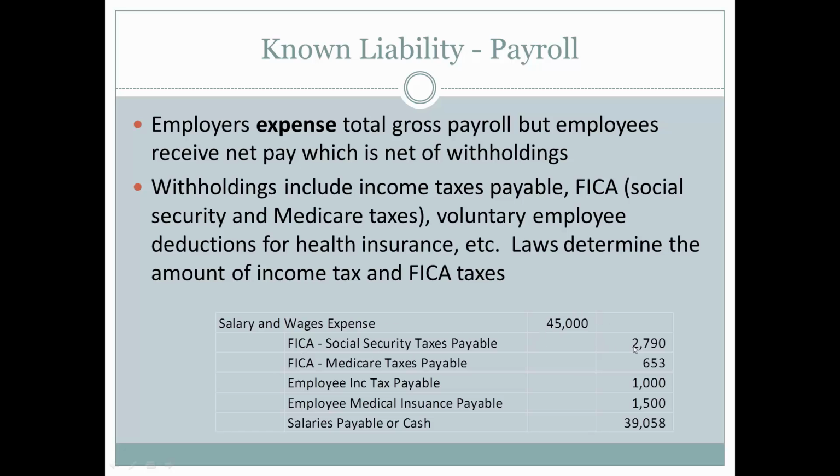Here we have the FICA associated with this payroll, the FICA Medicare associated with this payroll, the employee income tax payable, the employee medical insurance payable of $1,500. So this would be a voluntary insurance payable. Little misspelling there. And then this would be salaries payable or cash. So this would represent the net pay to the employees.